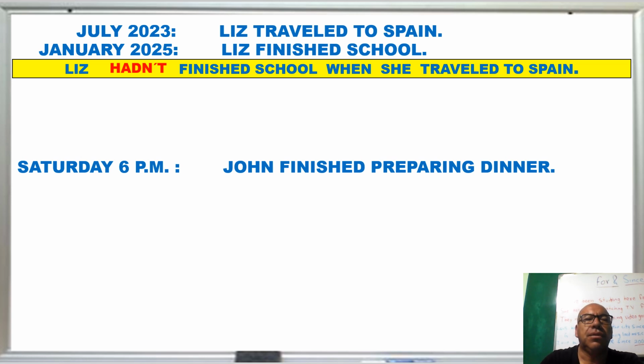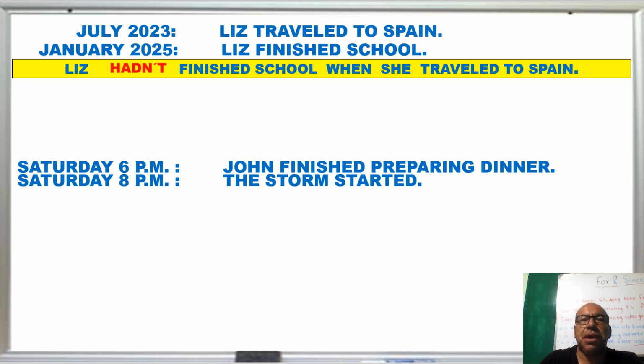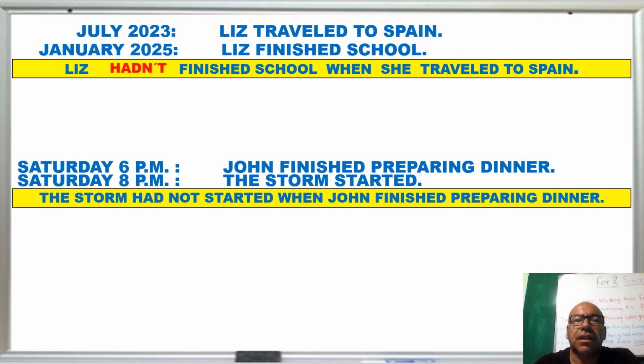Next example. Saturday 6 p.m. John finished preparing dinner. Saturday 8 p.m. The storm started. Okay, so the storm started at 8. So the storm had not started when John finished preparing dinner. The storm had not started when John finished preparing dinner, or hadn't. The storm hadn't started when John finished preparing dinner.